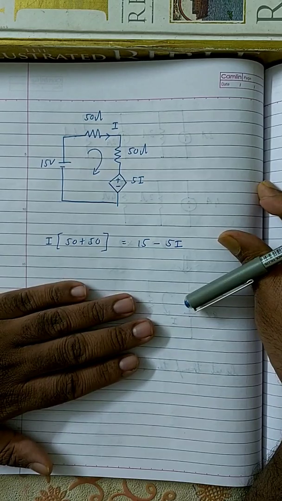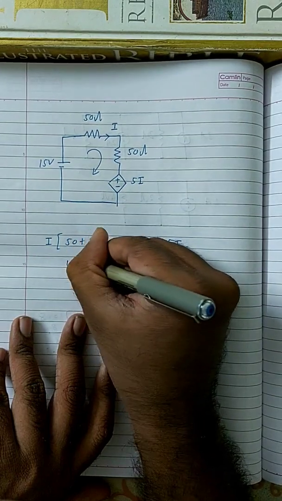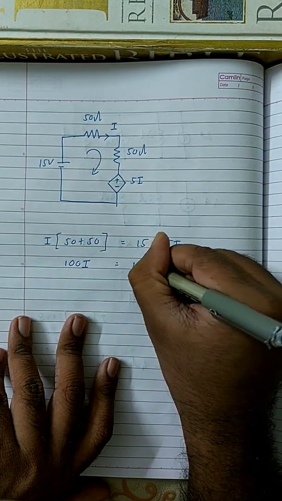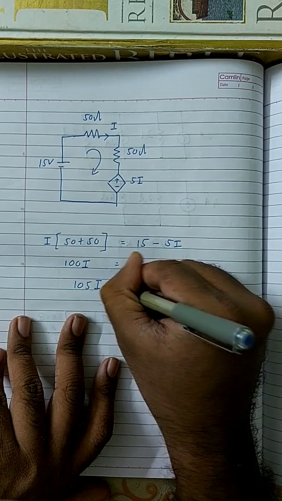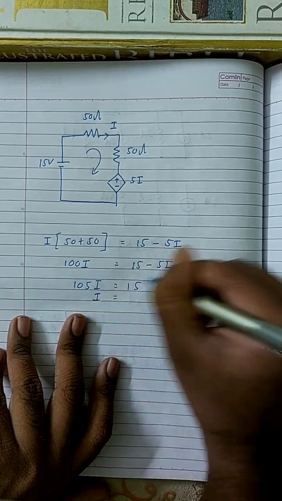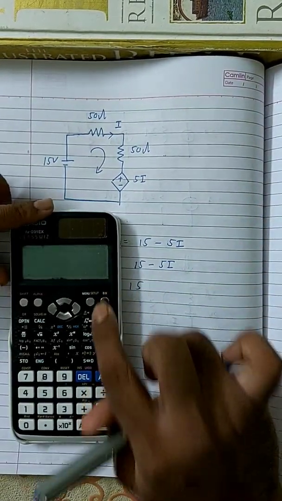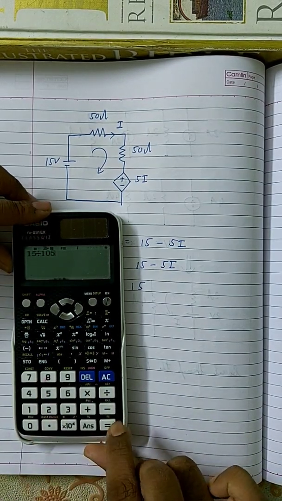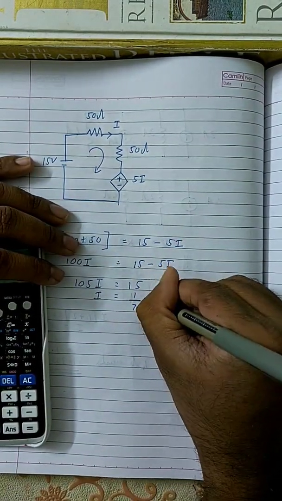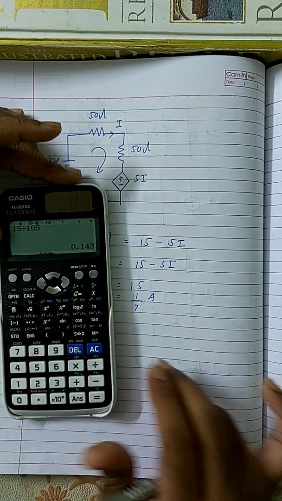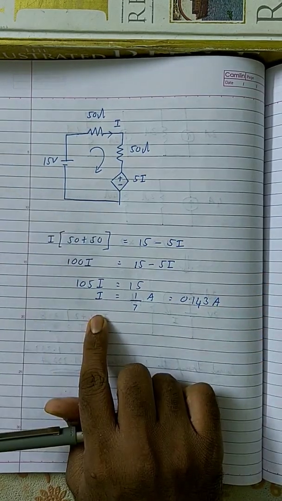which means this is minus 5I. Or in other words, 50 plus 50 is how much? 100, right? So 100I is equal to 15 minus 5I, or 105I is equal to 15, or I is equal to 15 by 105. 15 divided by 105, and you get 1 by 7 amperes, which is also equal to 0.143 amperes. That's the value of the current.